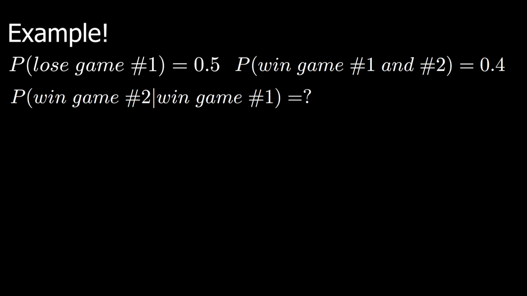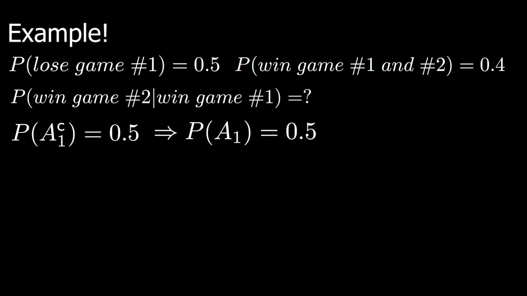Let A1 be the event that our team won the first game. Let A2 be the event that our team won the second game. We can quickly figure out the probability of our team winning the first game. Use the complement rule. Note that we assume that there cannot be any form of draw in this sport, otherwise losing is not the complement to winning. Then we get that P of A1 is also 0.5. Note that the probability of us winning both the games is P of A1 intersection A2.